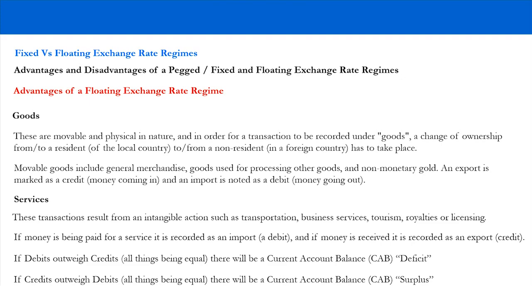An export is basically marked as a credit. So that's when money comes in. So the money comes into the country and the goods go out. And an import is noted as a debit. So money is going out. Money's going out to pay for the import. So exports are marked as a credit and imports are marked as a debit.